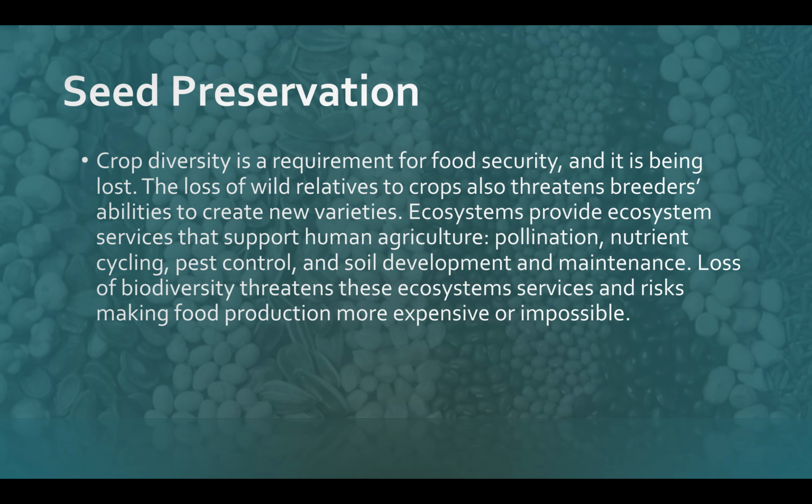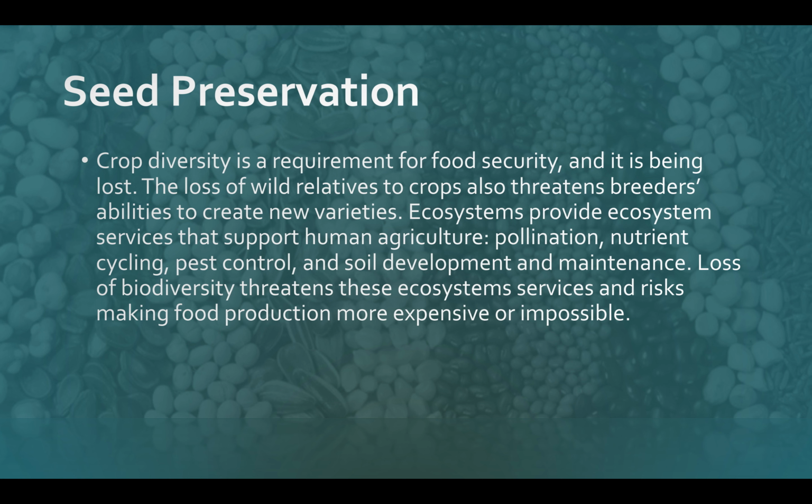So now let's talk a little about seed preservation, which is a really interesting topic. Crop diversity, or the diversity of the individual crops that we utilize today, is a requirement for food security, and it's being lost. Food security means our security in knowing that our crops are going to exist. The loss of wild relatives to crops also threatens breeders' abilities to create new varieties. We talked previously about working within genetics by breeding different types of plants. The loss of those wild relative plants, with human meddling kind of changing those plants, is causing issues within breeders' abilities to create varieties of plants.